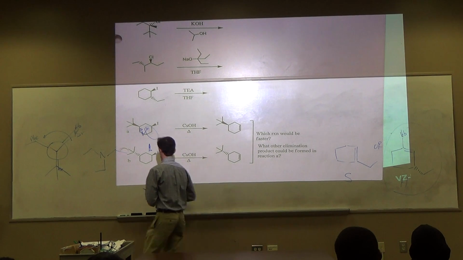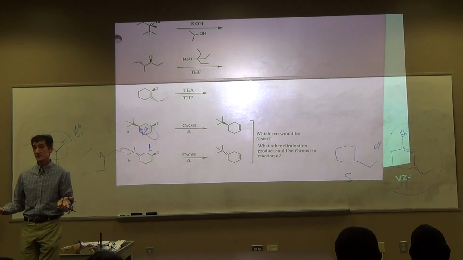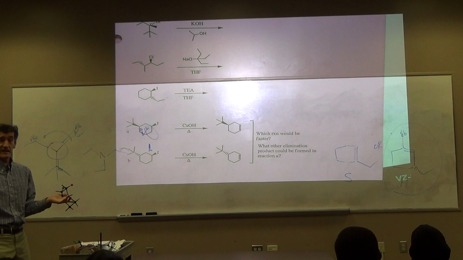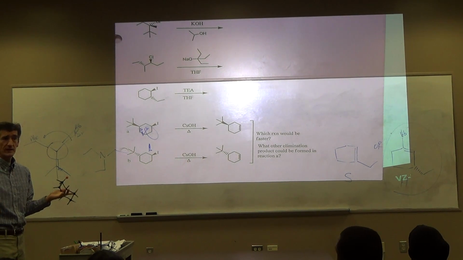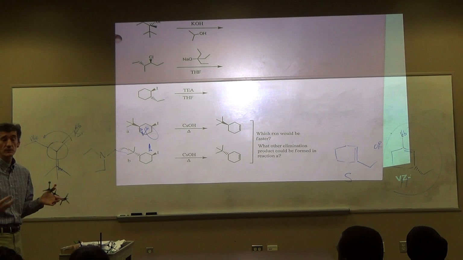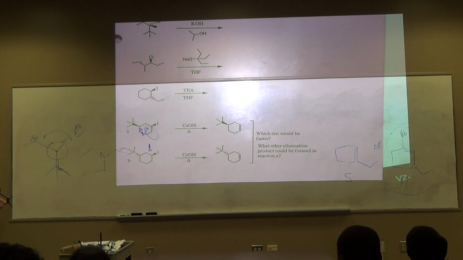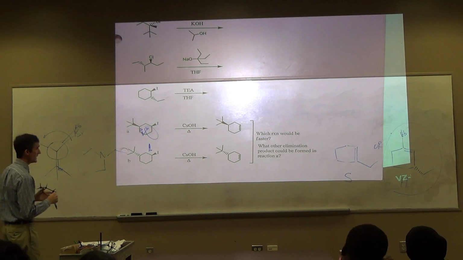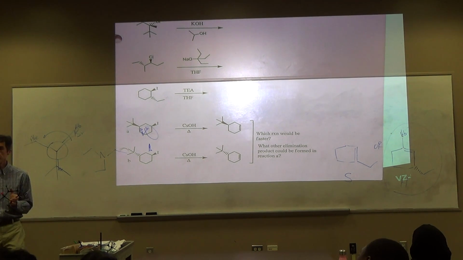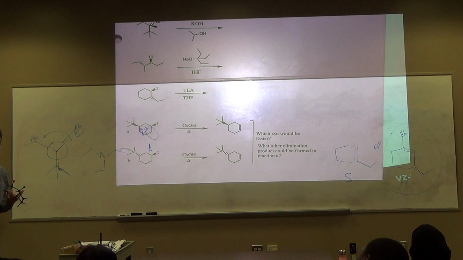Which reaction would be faster? The answer is ultimately in which one can the leaving group more readily be, or more often be axial? That's really the question. Because we know it has to be axial to eliminate. If you've got a compound where the iodine really wants to be equatorial, it's going to be slow to eliminate.